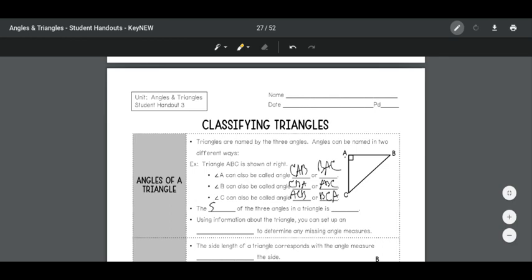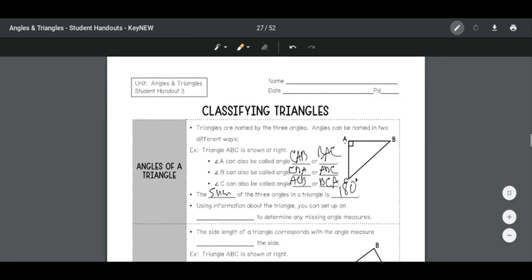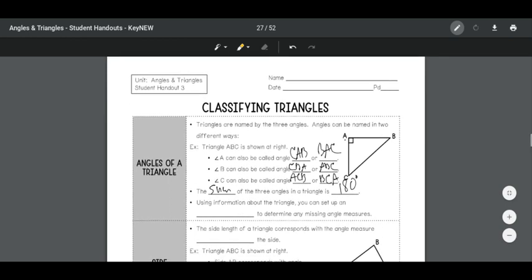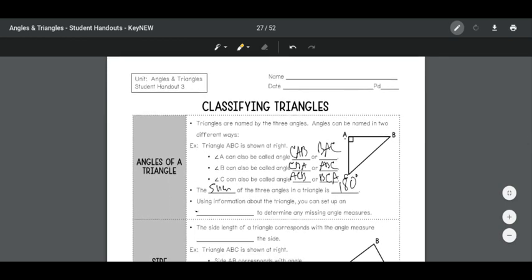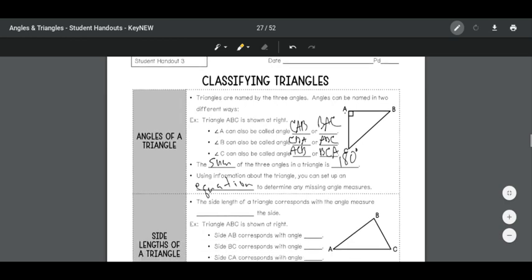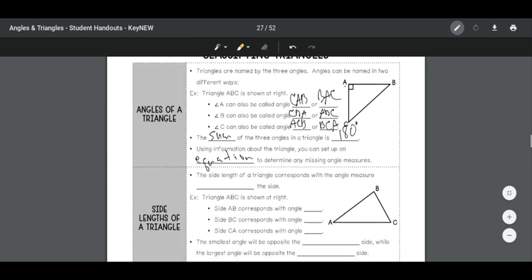So when you add them up, the sum of the three angles in a triangle is always 180 degrees. Always, always, always. Doesn't matter how little or how huge the triangle is. So using the information about the triangle, we can set up an equation to determine any missing angle measures. And we'll get into that, I think, more on the back side, yes.